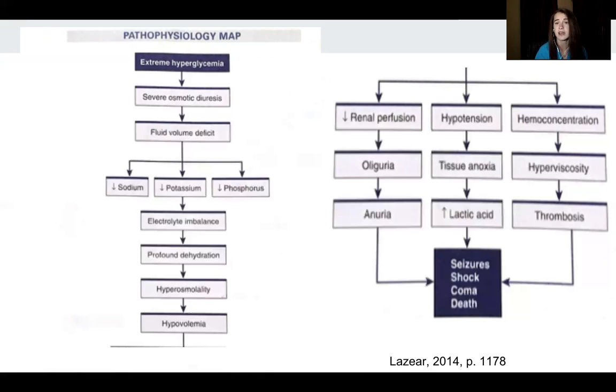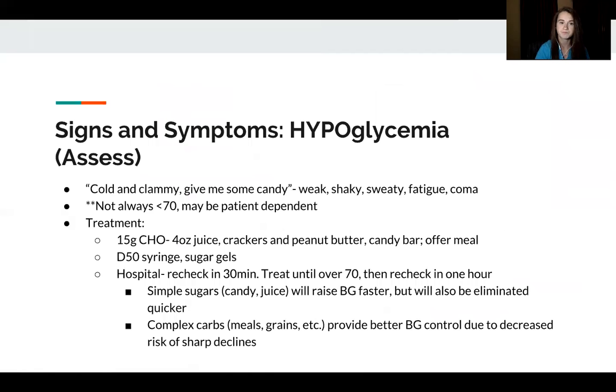So there's increased lactic acid, and all that blood is concentrated, creating a hemoconcentration, a very thick blood leading to clots. So all of those are not good at all. That can cause seizures, shock, coma, and death. So this just needs to be treated properly with the fluids, the insulin, and electrolytes.